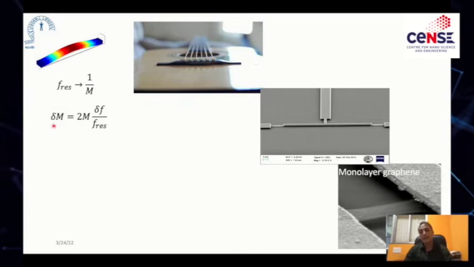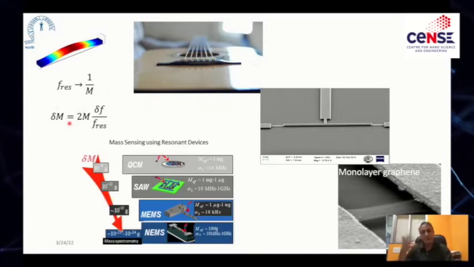So clearly you see that the resolution, as we call it, the minimum mass that you can detect using these devices, depends on the mass of the device itself, assuming all of this remains constant. So you make a smaller device, you get better mass resolution. And people have done this over the years. What you can see is the mass resolution improves as you make devices smaller and smaller. And it improves dramatically.